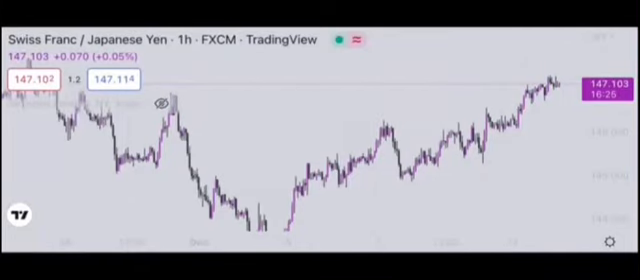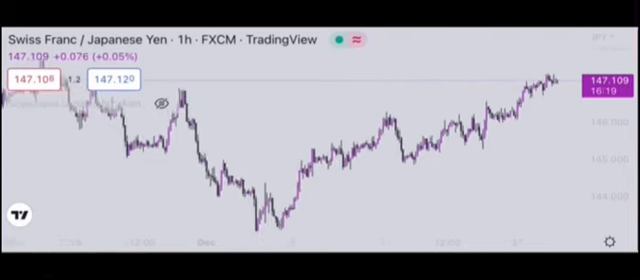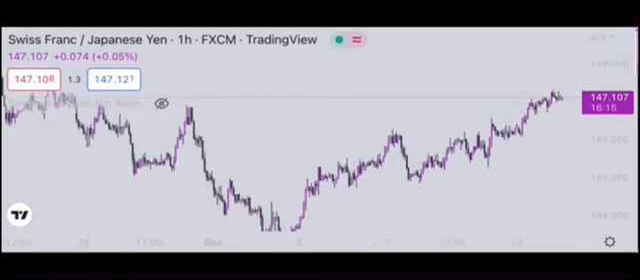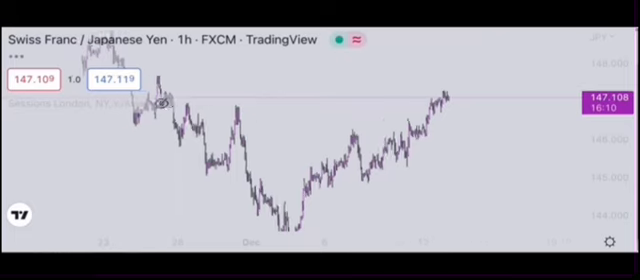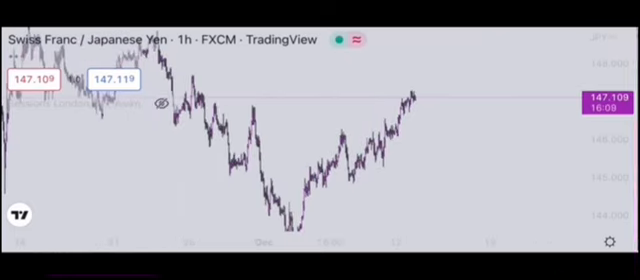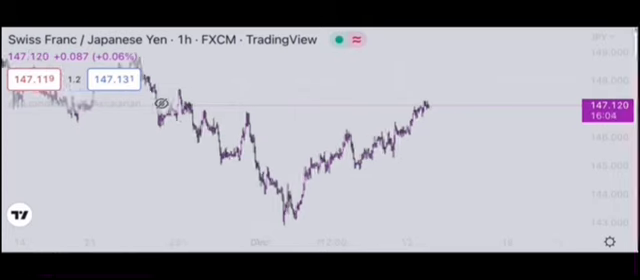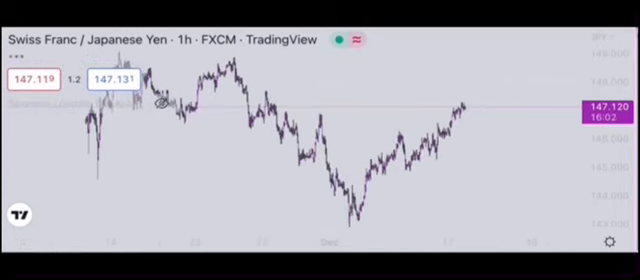So guys, I'll be analyzing CHFJPY and I will show you what a supply to demand flip is all about. Basically, a supply to demand flip is when demand takes over from supply, meaning supply has failed and demand has taken over. But first of all, I check the trend.